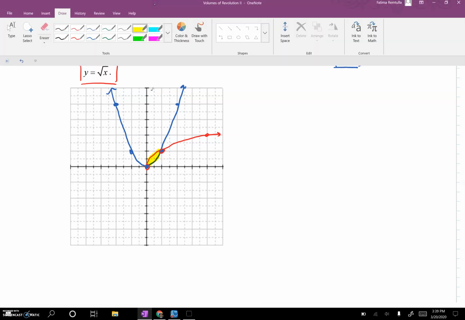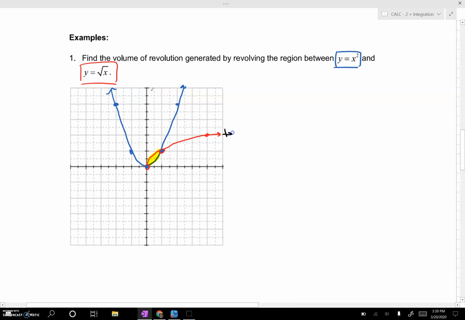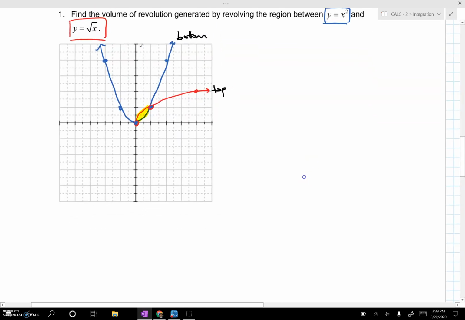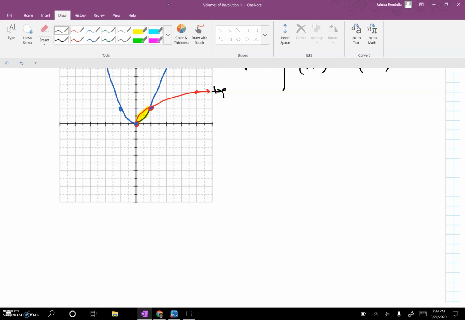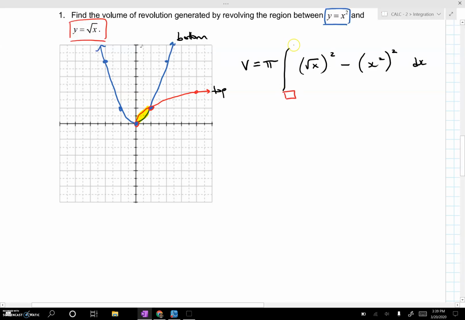Notice that my square root function, according to my diagram, is the top function, and my bottom function is x squared, the parabola. So how should I write this? The volume is equal to pi times the integral of the top function, root x squared, minus the bottom function, x squared, all squared, dx. Now, you'll notice I don't have anything on the integral symbol yet, so I don't have anything here and here.